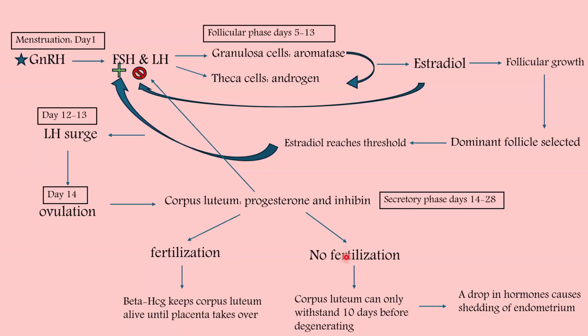But if no fertilization happens, the corpus luteum can only withstand 10 to 14 days. It can only stay alive for 10 to 14 days, okay? And then it will degenerate and form something called corpus albicans. Corpus albicans is the dead form of corpus luteum, you can say that, or it's the non-functional form of corpus luteum. It does not produce anything. So this sharp decline in the production of progesterone, estrogen, and inhibin will cause the shedding of the endometrium, which in other words we call menstruation. And now we are starting this whole thing all over again.